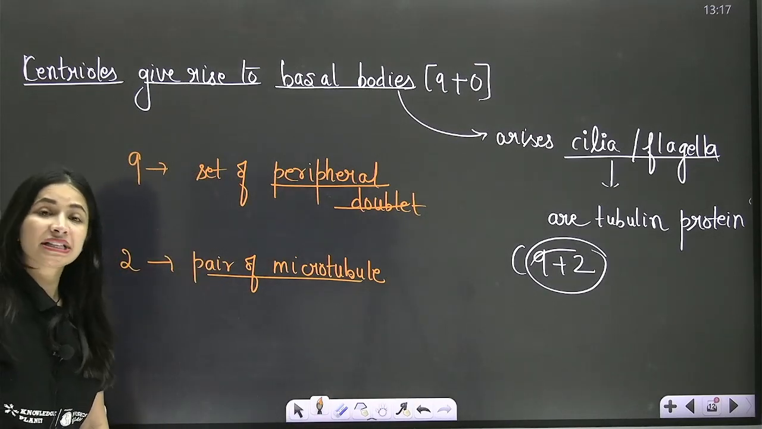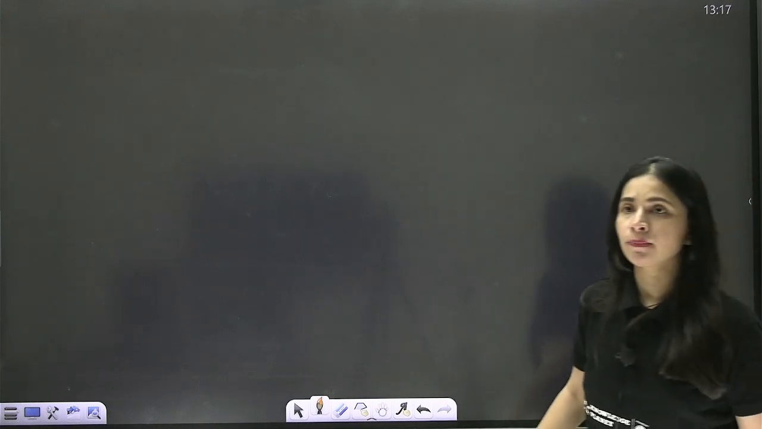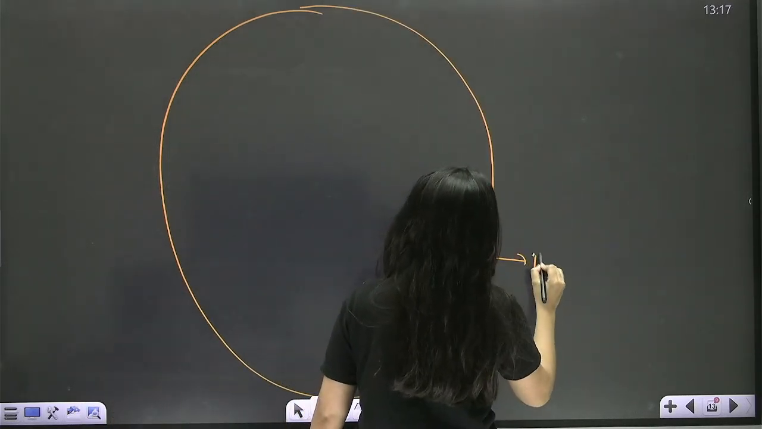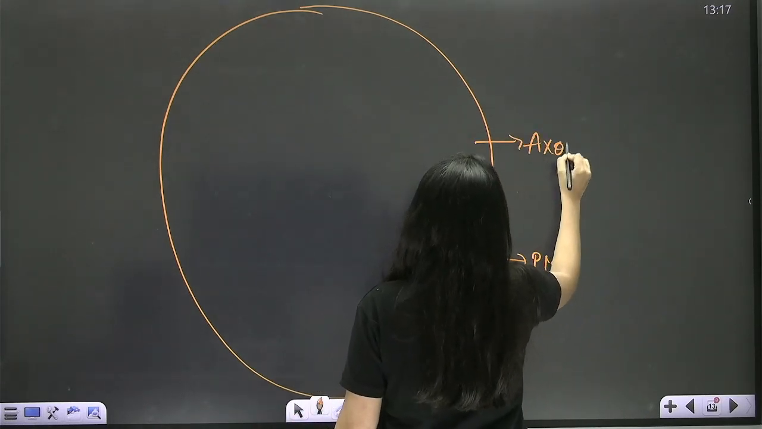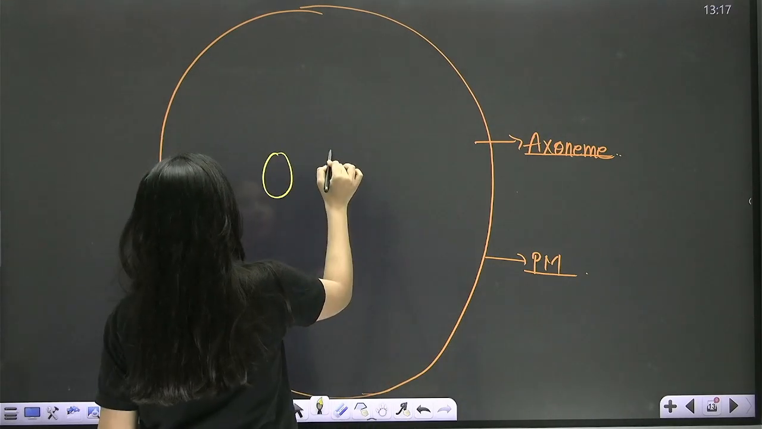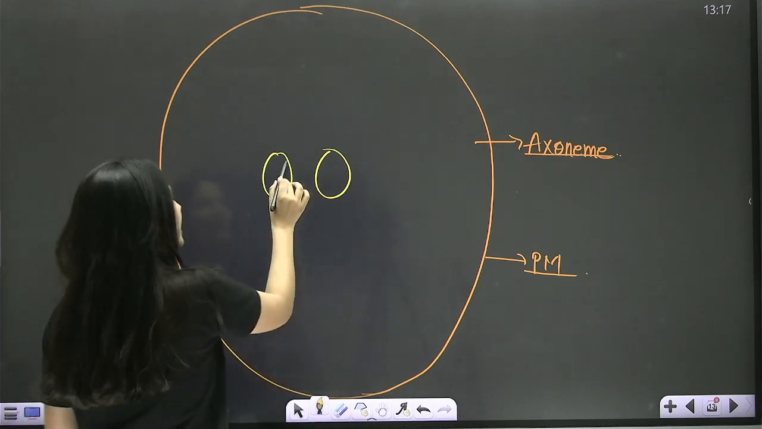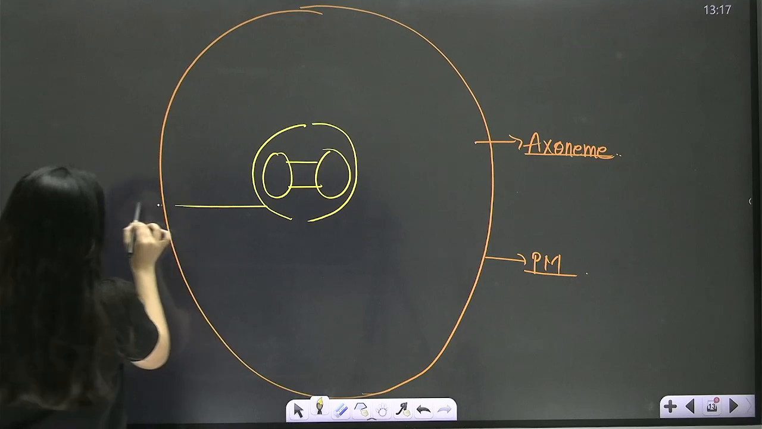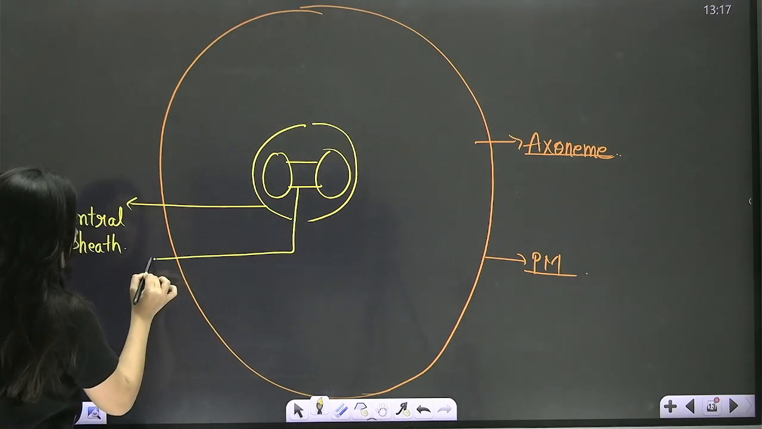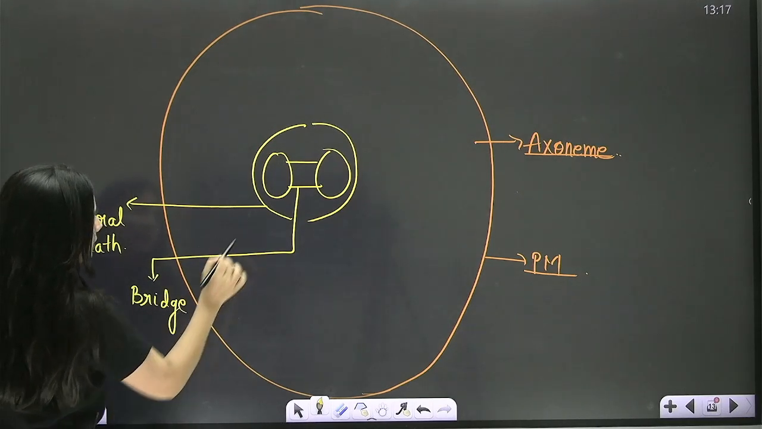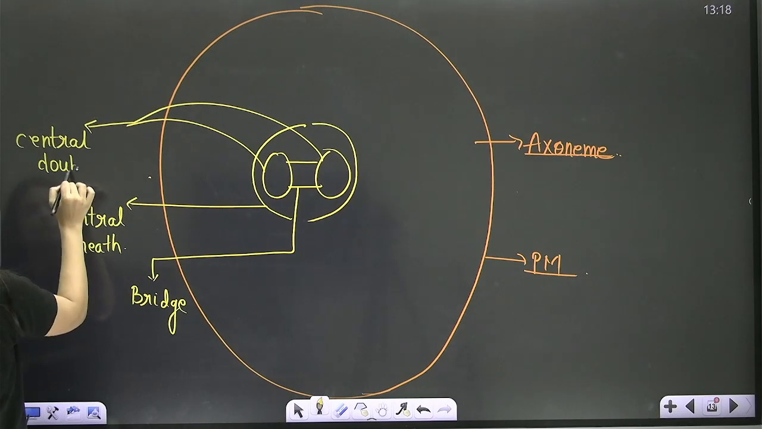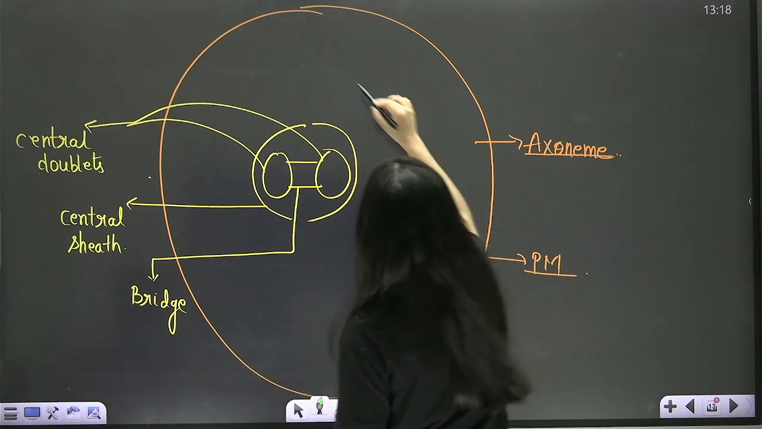Correct? Now let's try to see the diagram and let's try to understand the structure. So basically, beta, first of all, they are not non-membrane bound. Rather, they have a plasma membrane surrounding them. So this is my plasma membrane and a solid core inside called the axoneme. Now, the center has two microtubules connected to each other and surrounded by a central sheath. So this is the central sheath. This is the bridge. And these are my central doublets, right? Followed by the peripheral 9 sets of doublets again.